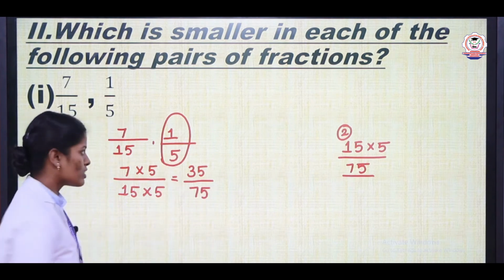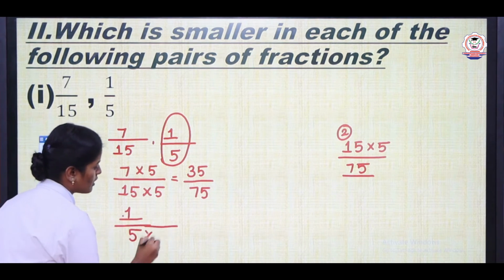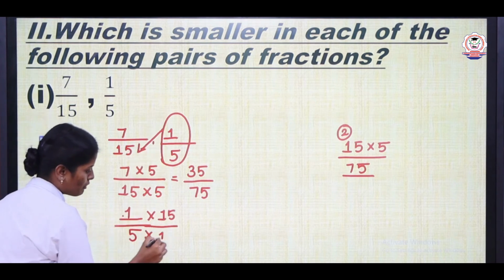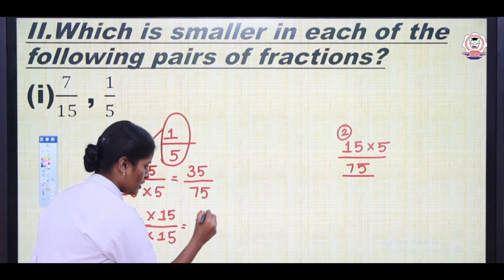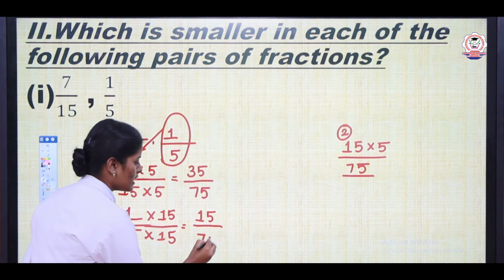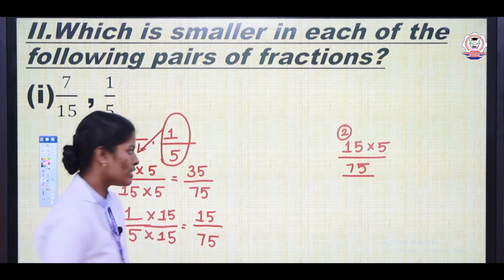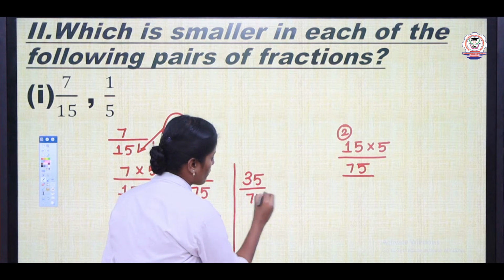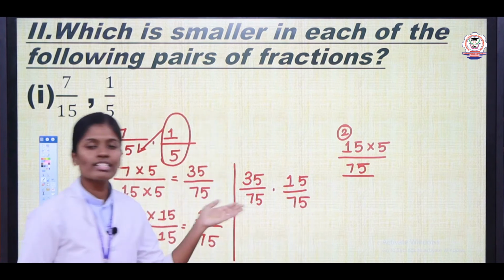Next we will take the second fraction. We have the second fraction is 1 by 5. The opposite denominator value is 15. Write 15. 1 15s are 15 and 5 15s are, the answer is 75. Write here 75. Take 35 by 75 comma 15 by 75. Yes, we got the same denominator value.